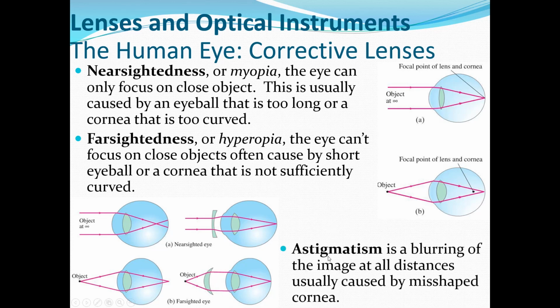There is a third one called astigmatism, where you're just kind of all messed up all over the place. No distance is good enough for you. This is really caused by your cornea being irregular. So people with astigmatism are kind of bad at all ranges.